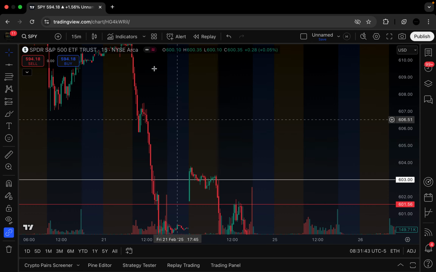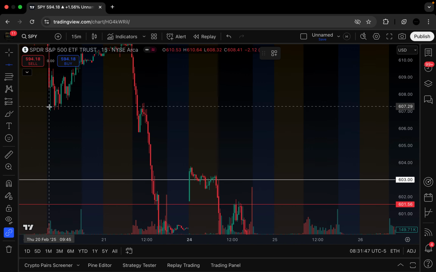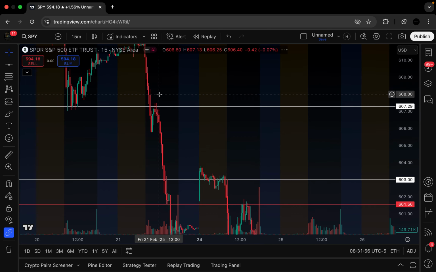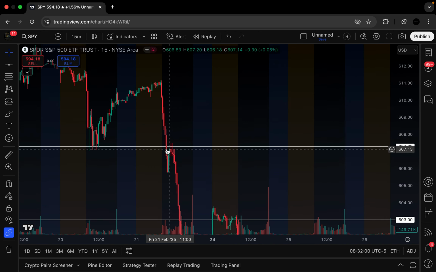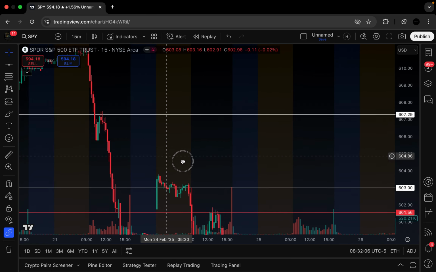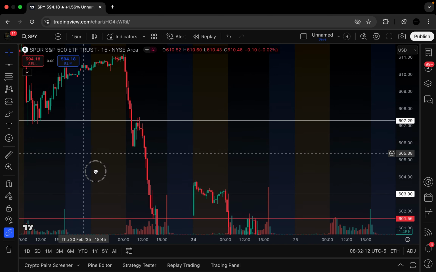For example, guys, let me give you another key pivot here. Look at this, this is perfect. 607.29. Bounce to the upside, and then once we broke under, retest, boom. Perfect right here, guys. This is 1,000,000% here. But look, key pivot to key pivot. Break, retest, key pivot.